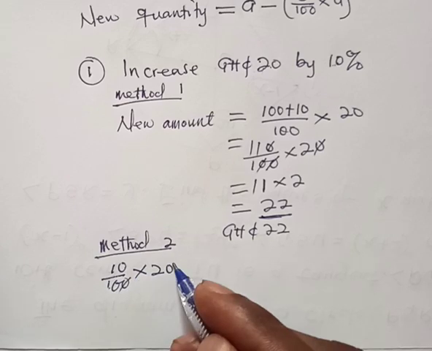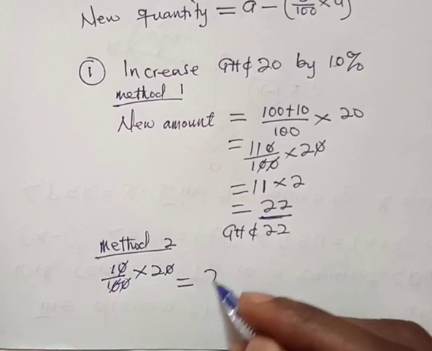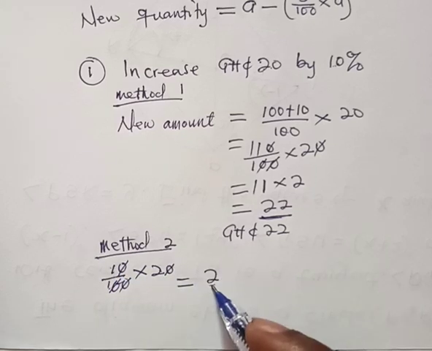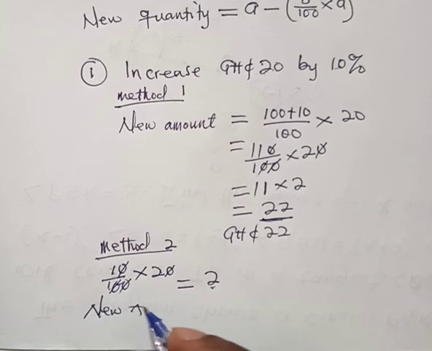So I will cross this, I will cross this, I will cross this, I will cross this. Then I will have what? 1 times 2 gives me 2. So this particular amount I will get here.